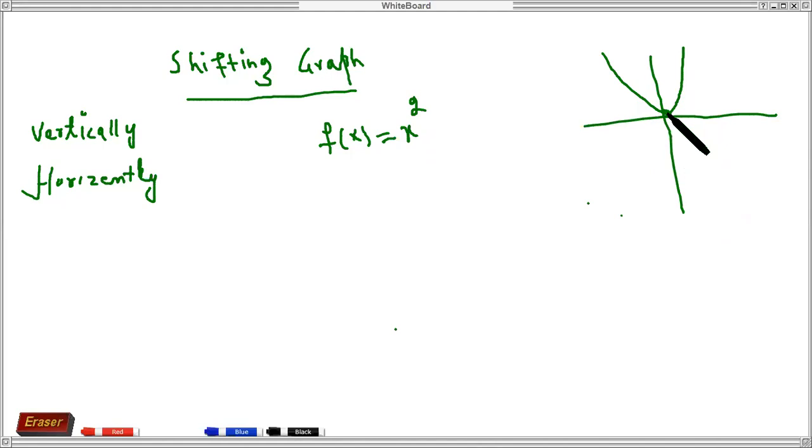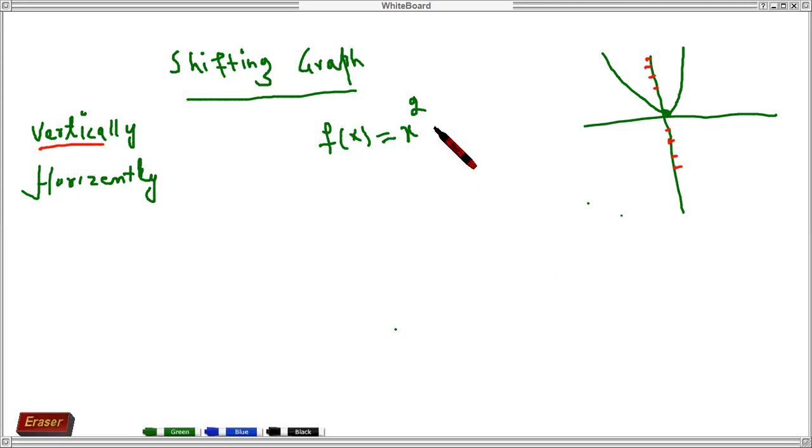This position is 0. If you want to shift upward or downward, first, for example, vertically shifting. If you want to shift 1 unit upward or downward, what do you need? You need to add or subtract numbers with the total function. Quiz will be after.